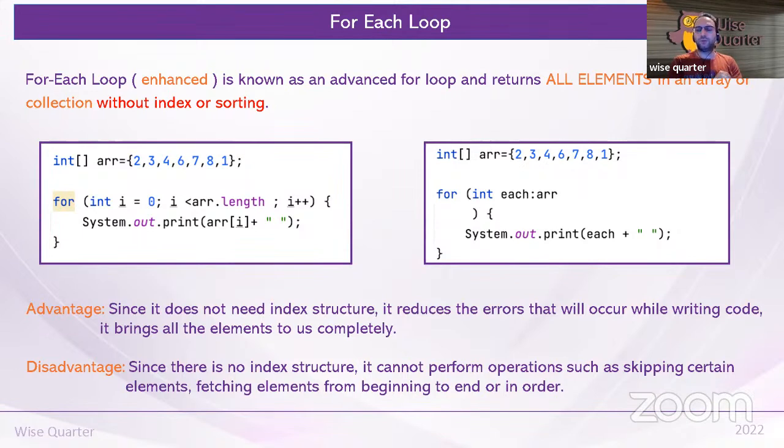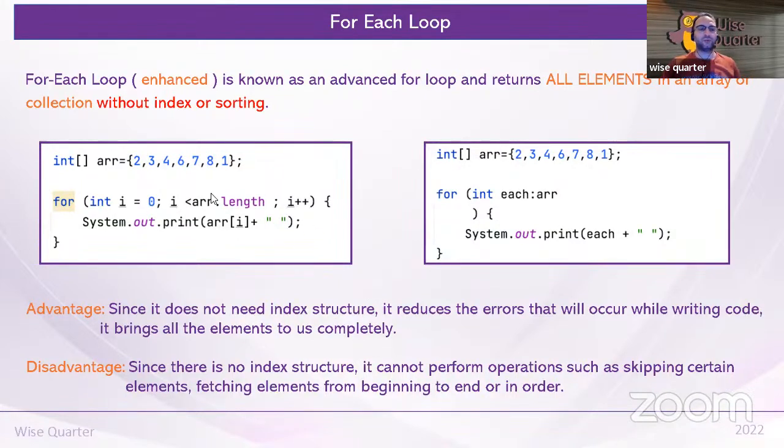If you want to reach elements of a list or a collection without index or order, the for each loop is your biggest friend, or helper, whatever you say. What is the advantage? It does not use an index structure, and until now we haven't learned, but some data types do not have an index structure, so we have to use a for each loop.